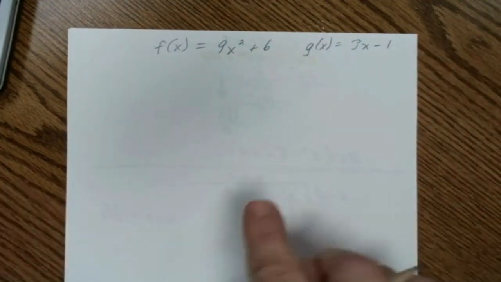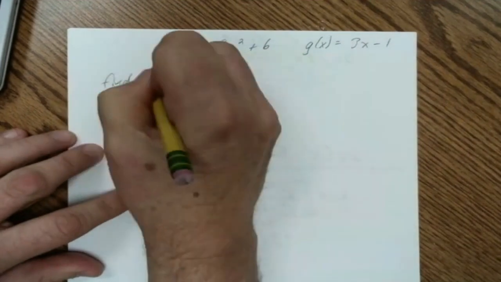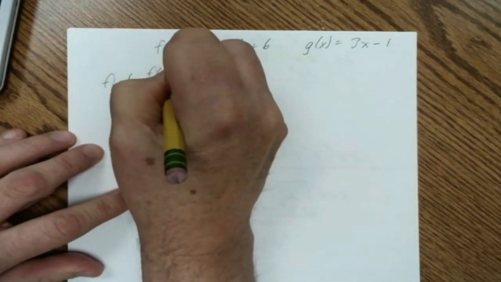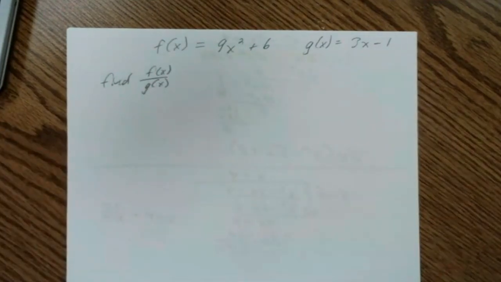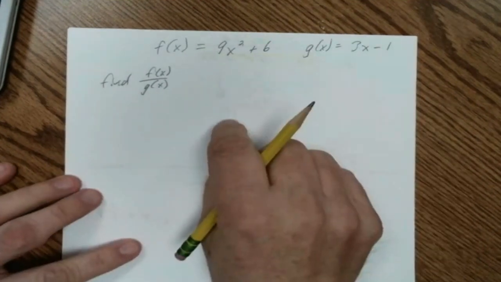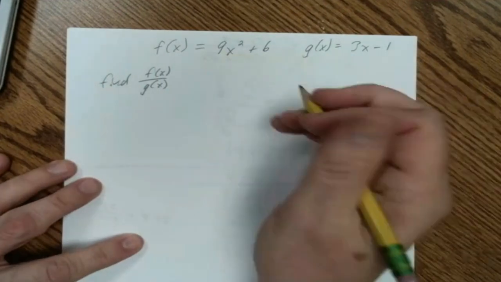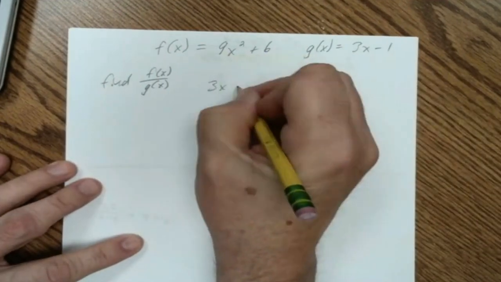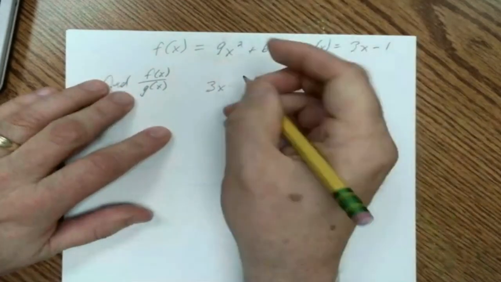All right, so they give us two different functions, and it says find f of x divided by g of x. So we just set that up. 9x squared plus 6. Now here's where it gets tricky. We're going to put 3x minus 1.